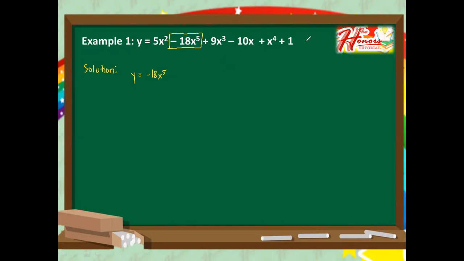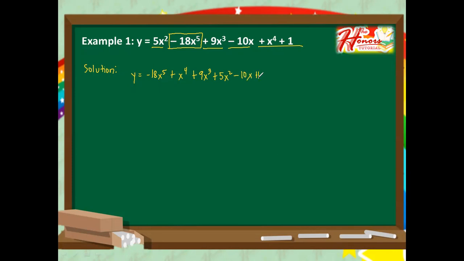Next to 5 is 4. So we have here plus x raised to 4. And then after 4, we have here 3 as the exponent. So plus 9x cubed. Then after that, 3, 2. Exponent 2 is next. So that is plus 5x squared. And then exponent 1 is next. So we have here negative 10x. Lastly, our constant that is 1.